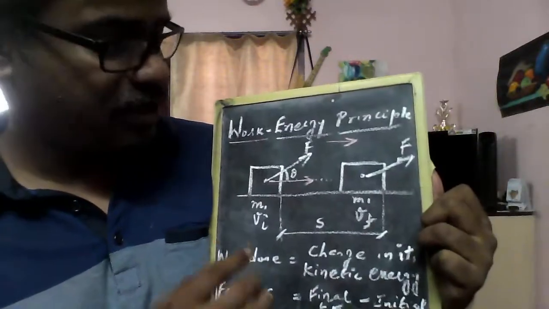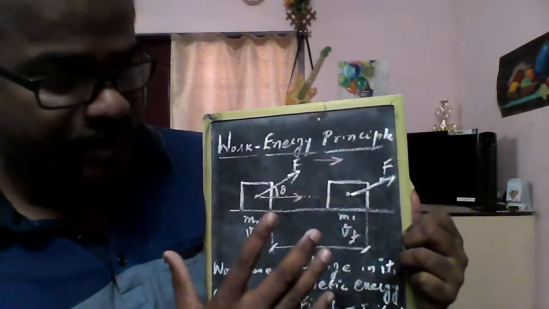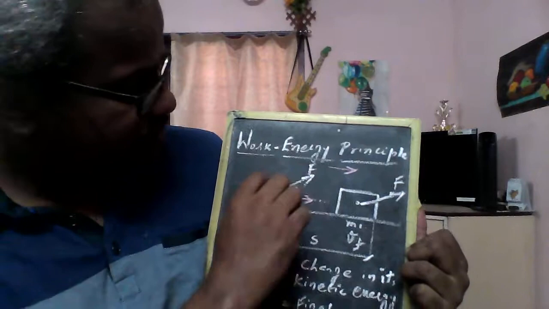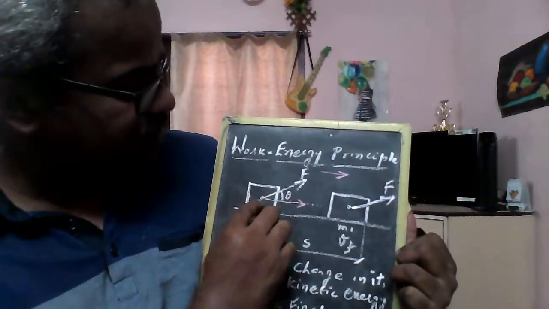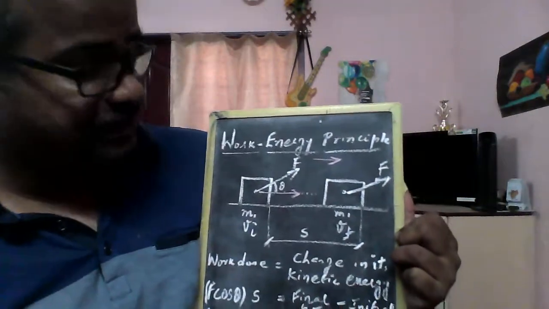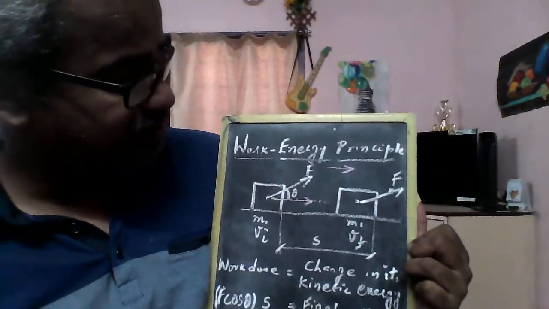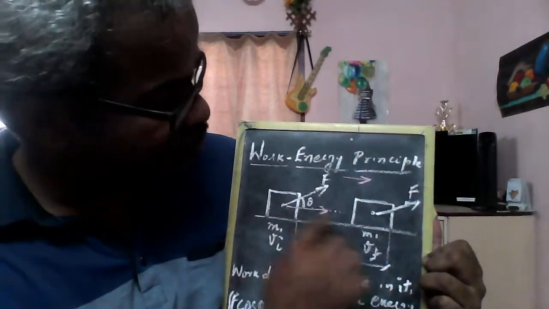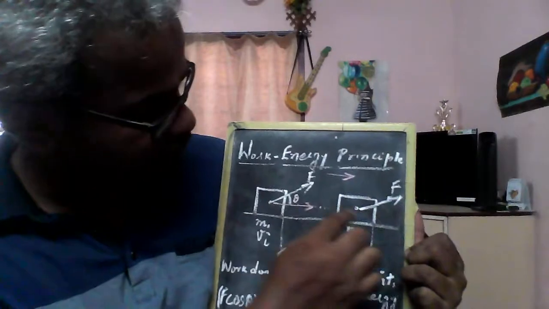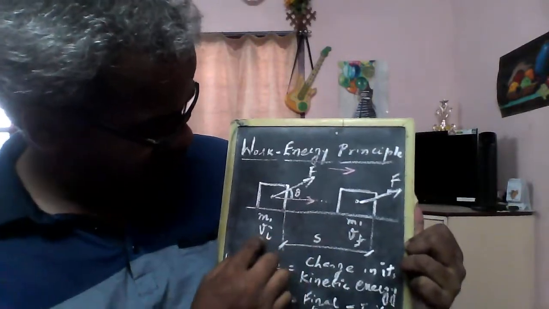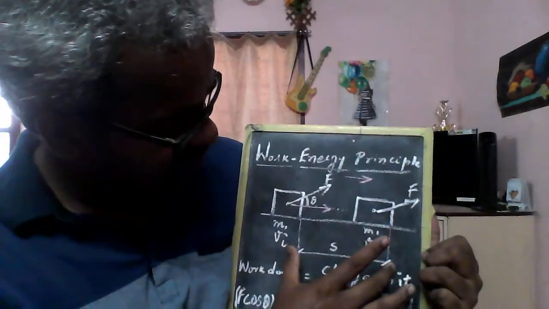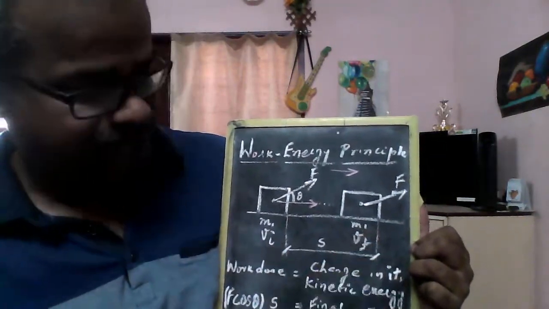Suppose a body is in dynamics, the body is in a moving condition. The body is moved with a force and it is moving in the right side direction. The body is moving from one position to another position, and it has traveled a distance of s.